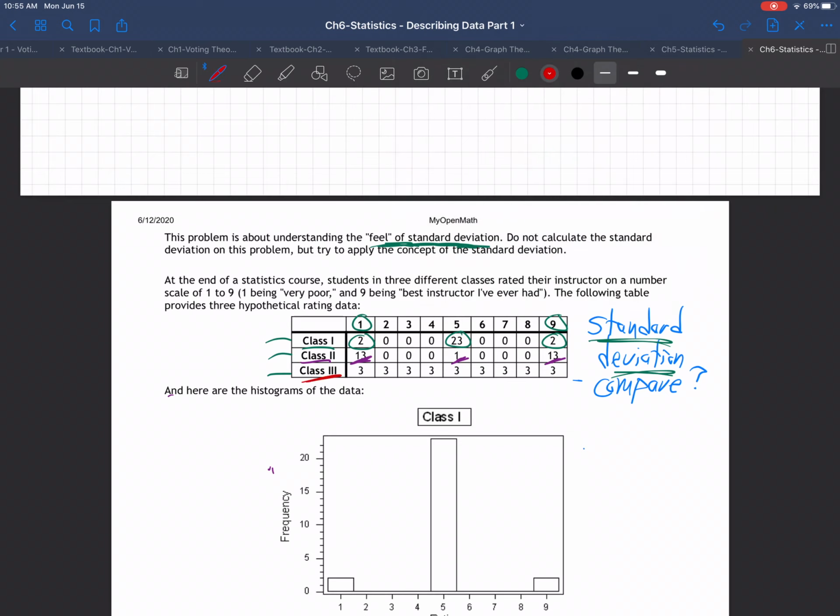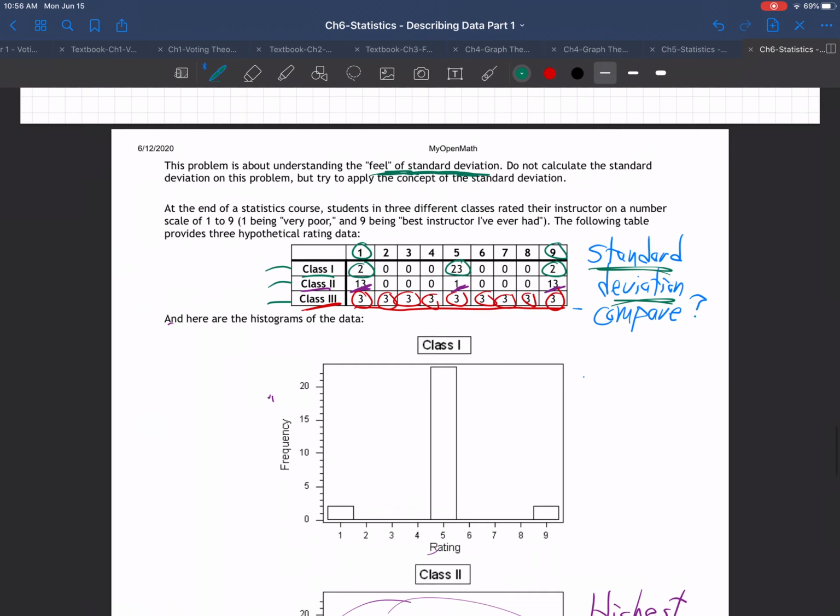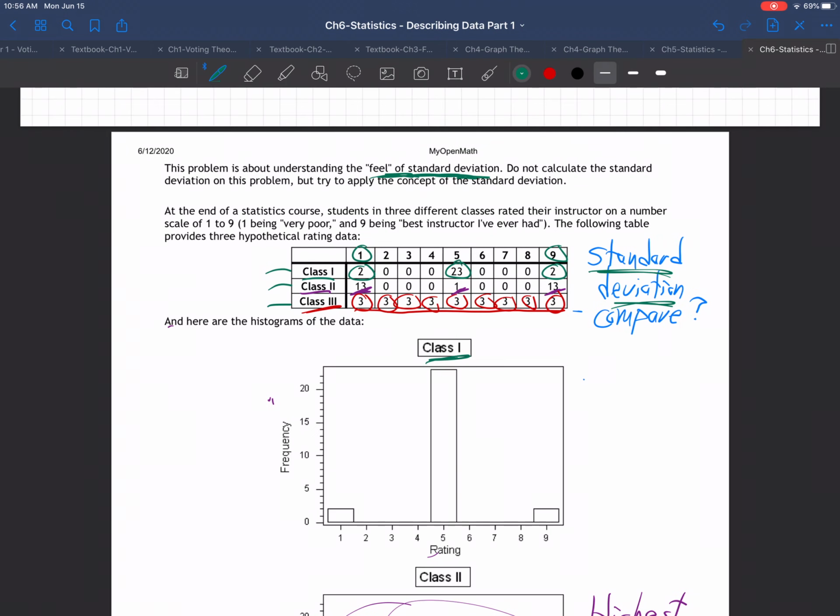The third class, they spread really evenly. 3 people gave every kind of rating. 3 people gave him the lowest, the next, the middle, the higher, the top. Very even spread. And we can see this if we look at the pictures. Here's a picture of class number 1. See how there's 23 in the middle? This goes up to a height of 23 over here if you look at the frequency numbers. So that's up at 23, and there's only 2 here and 2 here. So they're very much clumped in the middle.